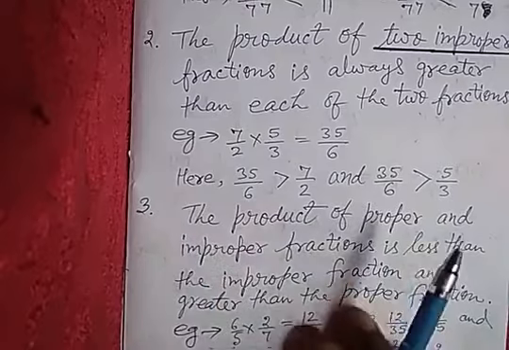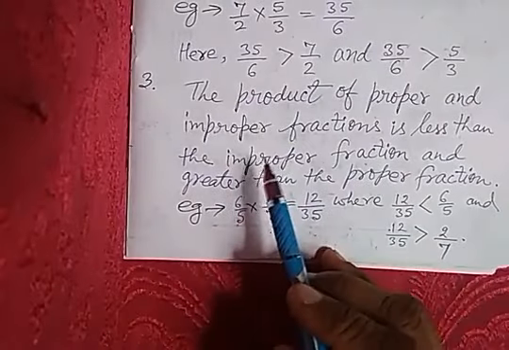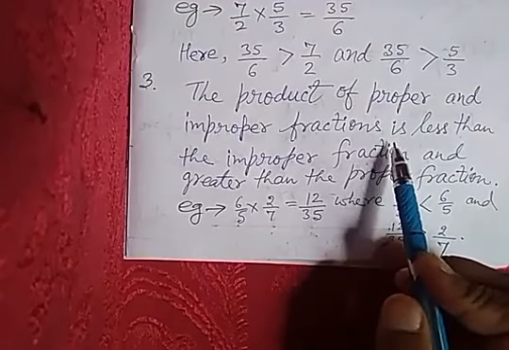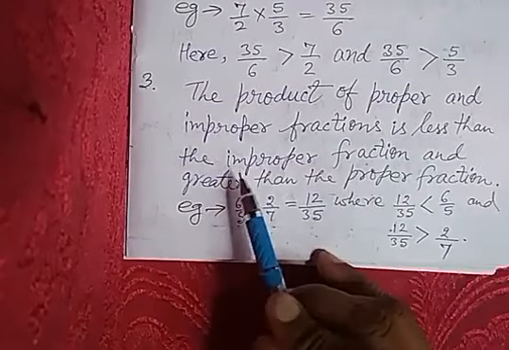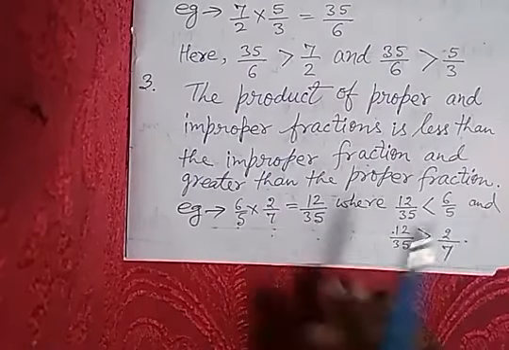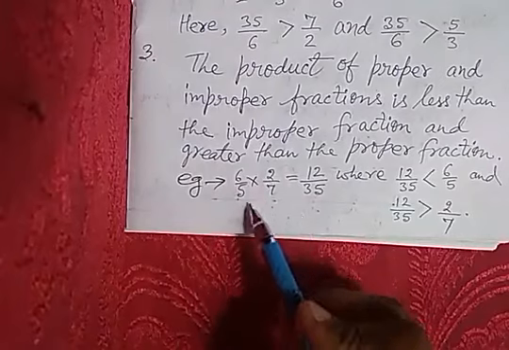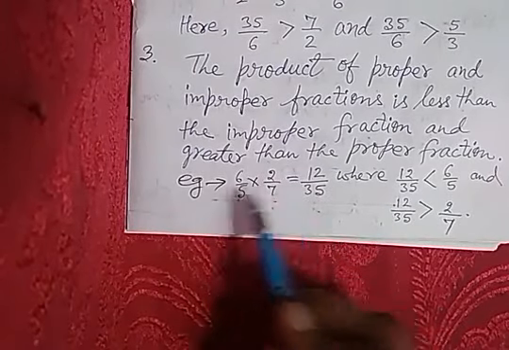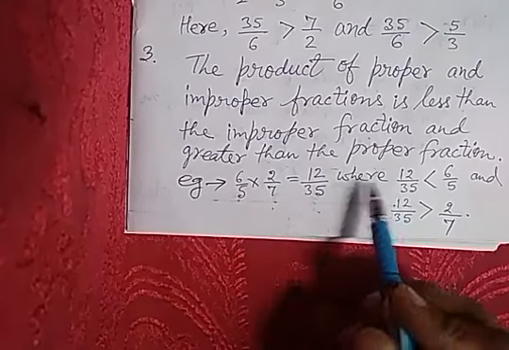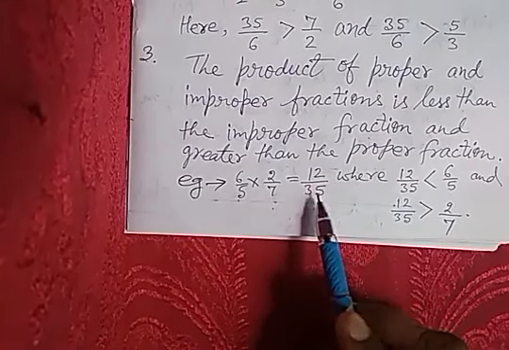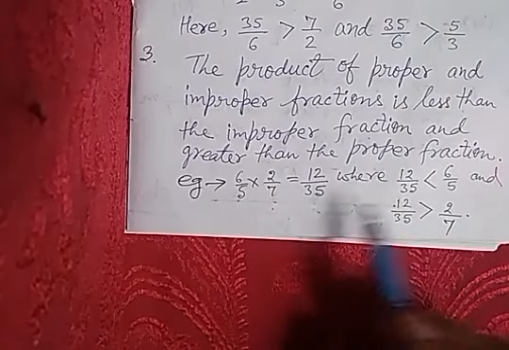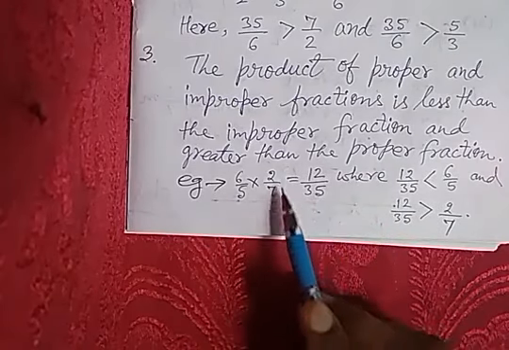Now, third point: the product of proper and improper fractions is less than the improper fraction and greater than the proper fraction. For example, 6/5 × 2/7 = (6×2)/(5×7) = 12/35, where 12/35 is less than 6/5, and 12/35 is also greater than 2/7.